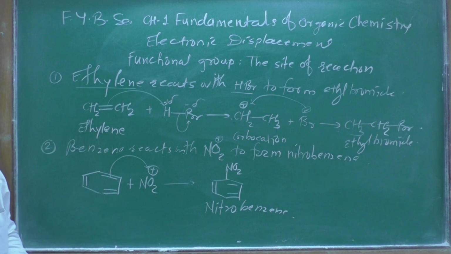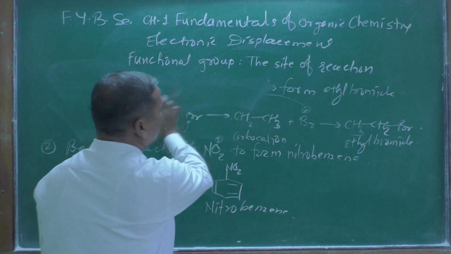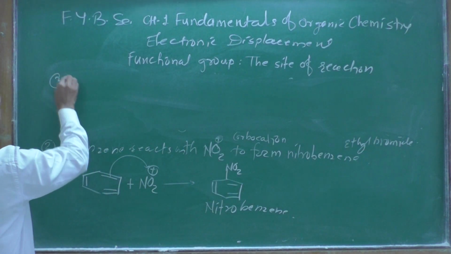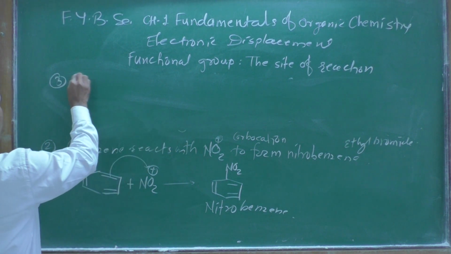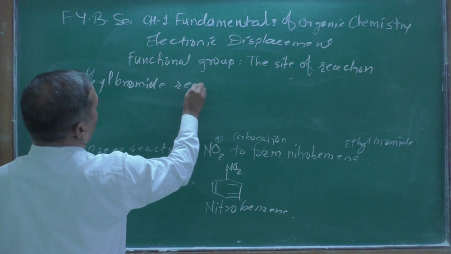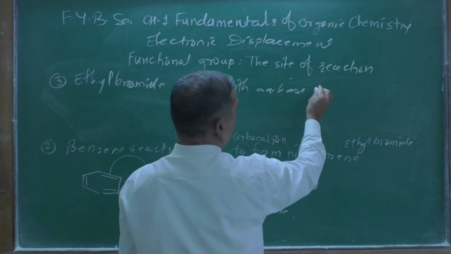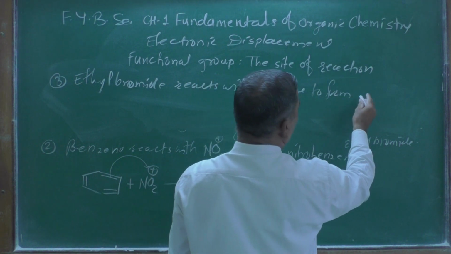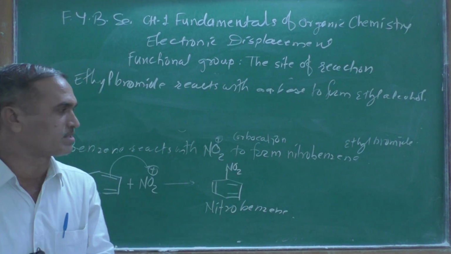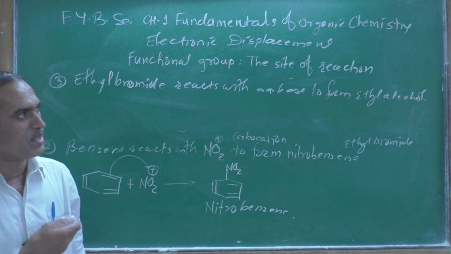Now let us look at another example, the third example I am taking here. Third example: ethyl bromide reacts with aqueous base to form ethyl alcohol, right? This is the simplest reaction I am taking here. Ethyl bromide reacts with aqueous base to form ethyl alcohol.